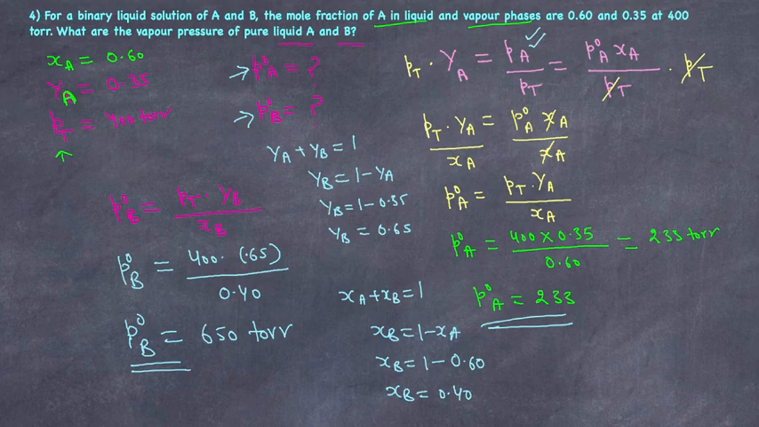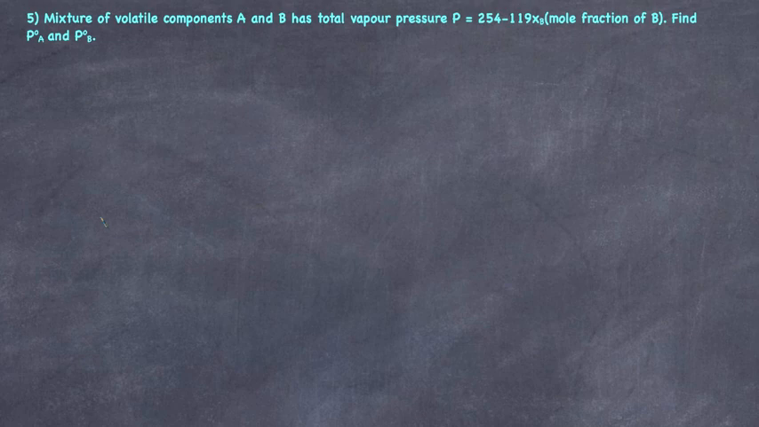Okay, so next problem, this is our last problem. They gave us a mixture of two components, volatile components A and B, with total vapor pressure equal to this formula, 254 minus 119 multiplied by mole fraction of B. And they are asking us to calculate P naught A and P naught B, which is basically vapor pressure of pure A and pure B.